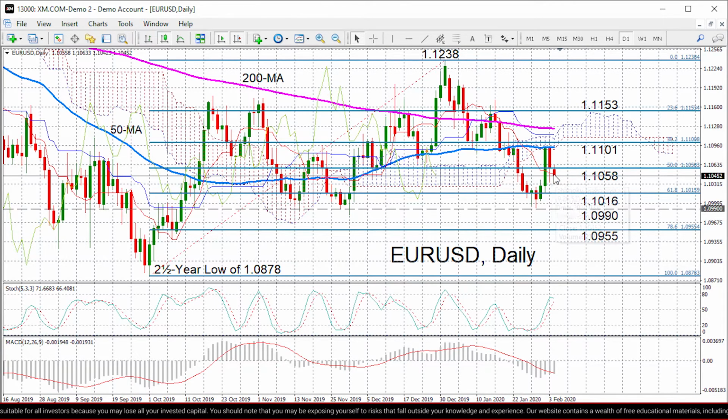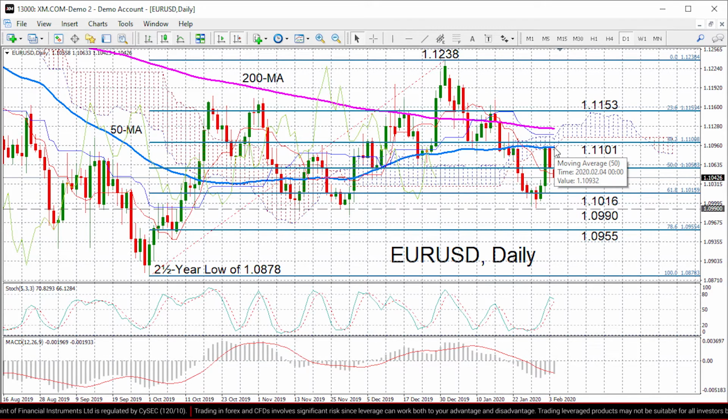But looking at the price action, euro dollar is in the red today. Prices are hovering around the Tenkan Sen line of the Ichimoku cloud, and we do have near-term resistance at the 50% Fibonacci retracement of the up leg from 1.0878 to 1.1238. So that level comes in at 1.1058. If we do get across above that level, then we're likely to see the positive momentum gaining some strength, and we could see euro dollar aiming to go back up towards its 50-day moving average, which is also near the bottom of the Ichimoku cloud.